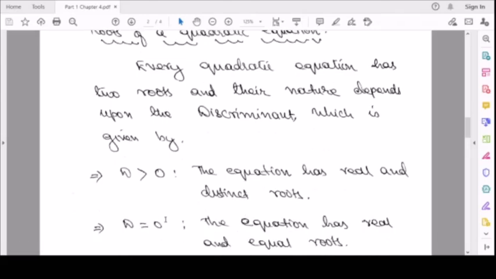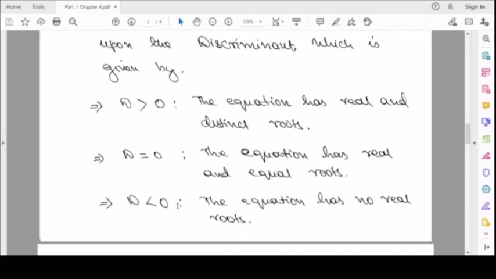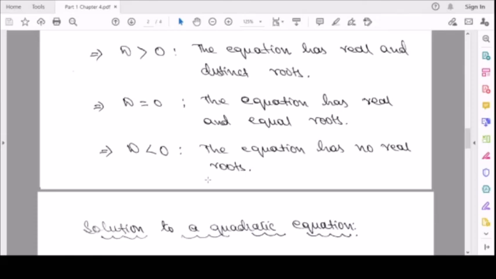If D is equal to 0, the roots are real, and both of them are equal. And the third, if D is less than 0, the equation will have no real roots. That means you cannot find the roots of the equation because they are imaginary. No real roots means they are imaginary roots.